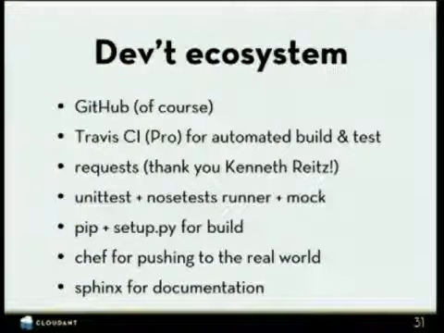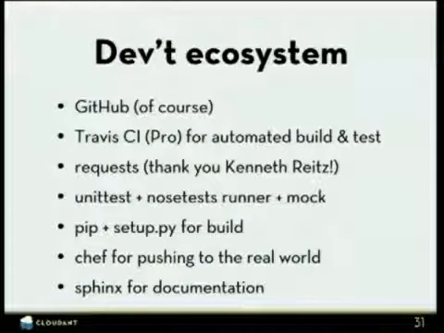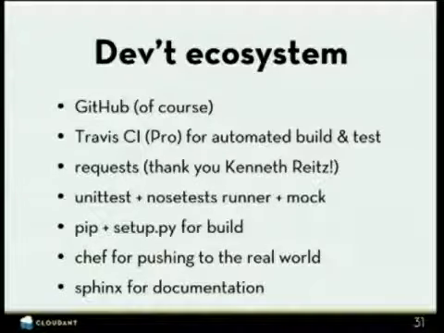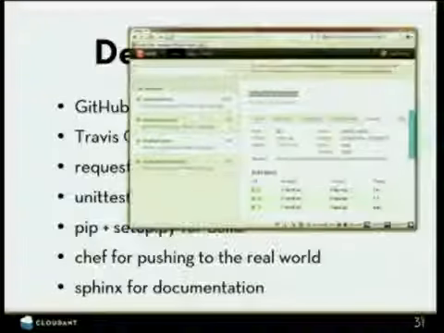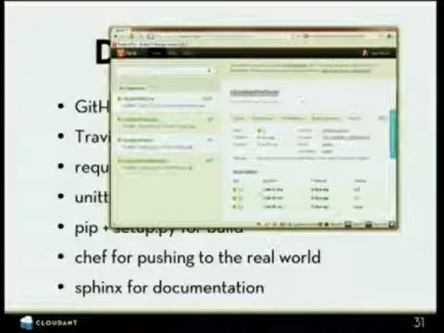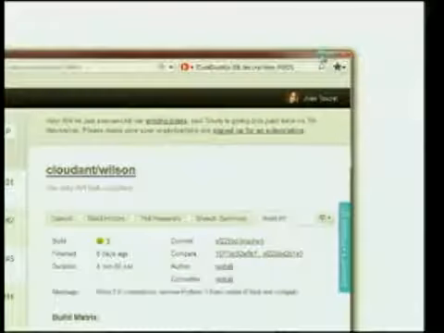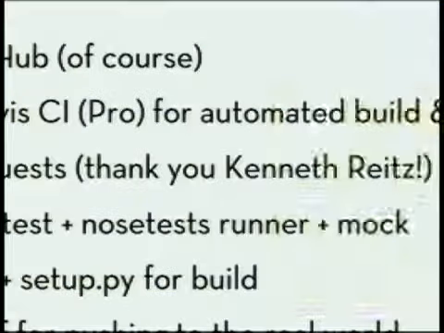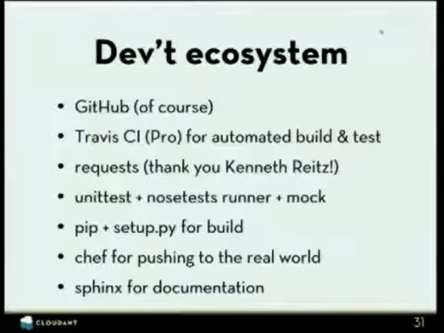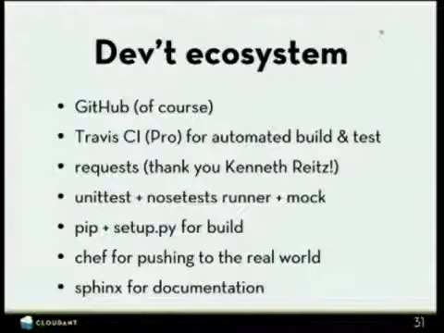What does our ecosystem look like? So obviously GitHub. Wanted to put a little plug in for Travis Pro. These guys have been doing amazing work. This is a new commercial offering they've got. And you can see here we've got Wilson, and it's doing live builds for us in 2.6, 2.7, and PyPy on our private repo. So if you've not looked into that, I believe they're going into public beta as of 3 days ago. Requests, thank you, Kenneth.